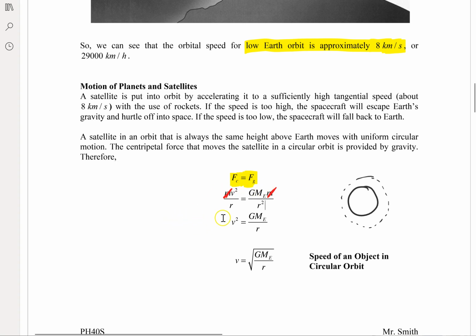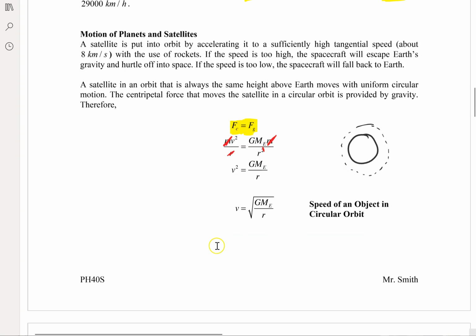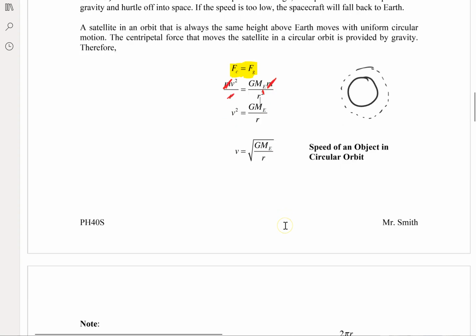And I solve for velocity. So if I multiply r on both sides, this one goes away too, and it'll get rid of one of the squareds. So my velocity squared is equal to my gravitational constant times the mass of my Earth divided by the radius. And then I take the square root of both sides to get this one here.